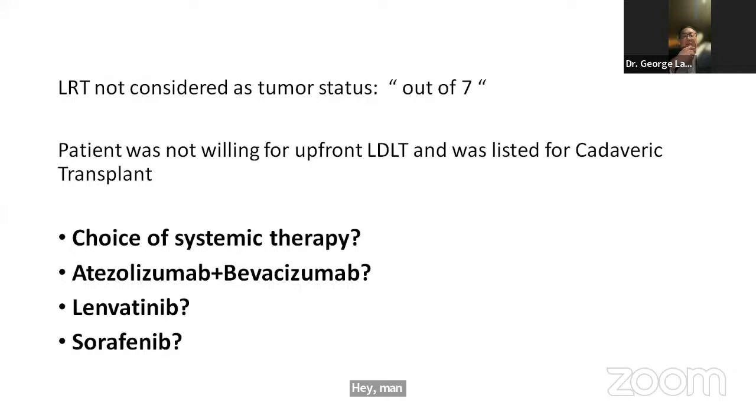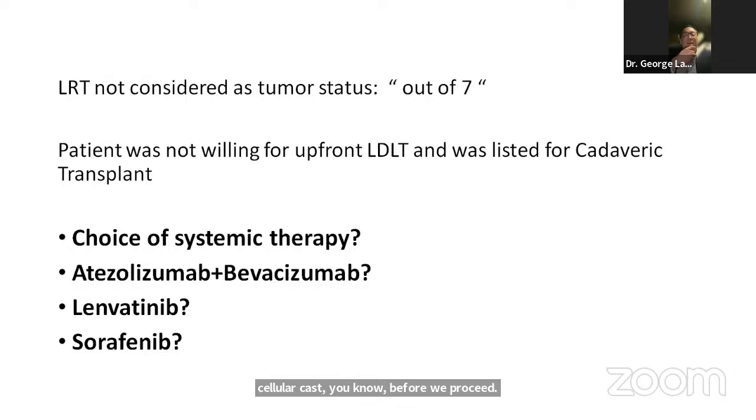Your alpha fetoprotein is only 12. I understand the CT scan is very suggestive of hepatocellular carcinoma. But then, as far as I'm concerned, we don't have enough confidence that it is really hepatocellular carcinoma, especially as you don't have a histology. Or if you have a PET scan, you can do a C11 acetate. In our region, they will do this to see whether this is a classical pickup for hepatocellular carcinoma before we proceed. This is my first comment.